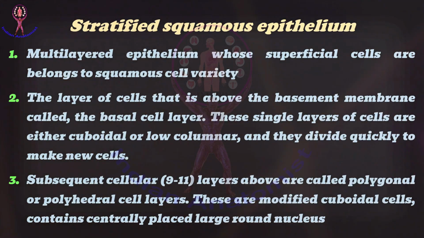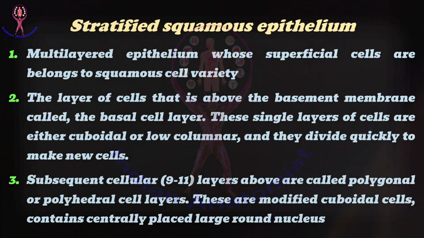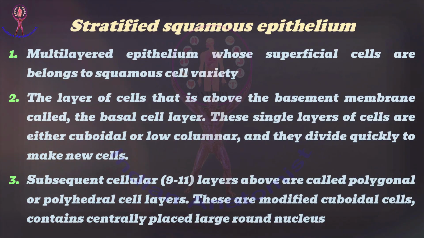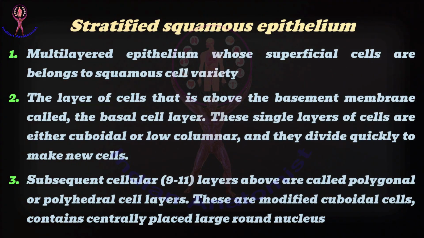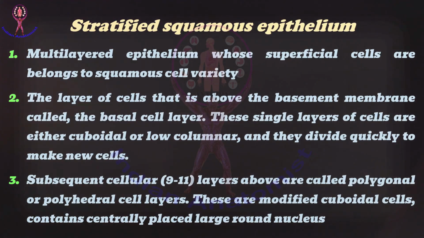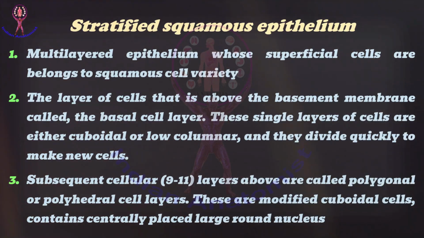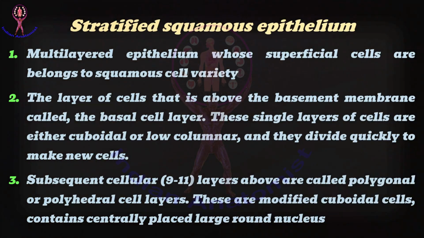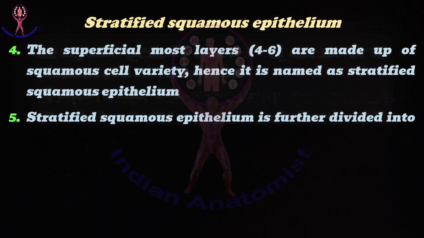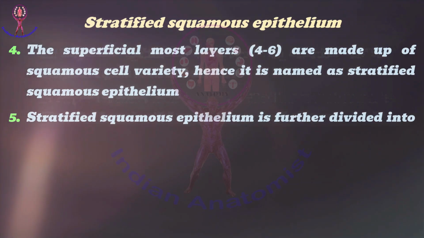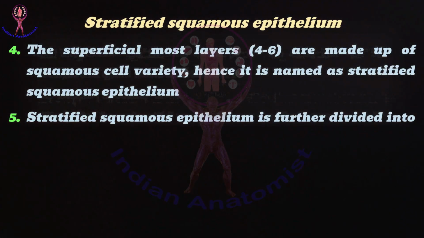The single layers of cells are either cuboidal or low columnar, and they undergo rapid division to generate new cells. The layers above, 9 to 11, are referred to as polygonal or polyhedral cell layers. These cells have been altered to have a cuboidal shape and contain a huge, round nucleus positioned in the center. The outermost layers, 4 to 6, consist of squamous cells, which is why it is called stratified squamous epithelium.